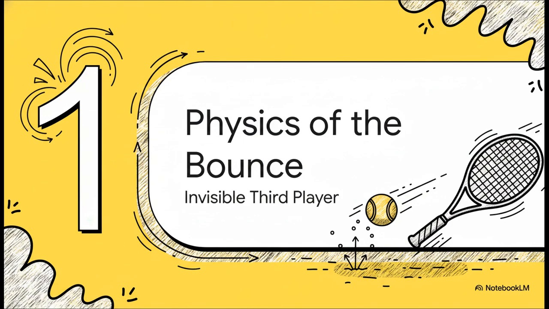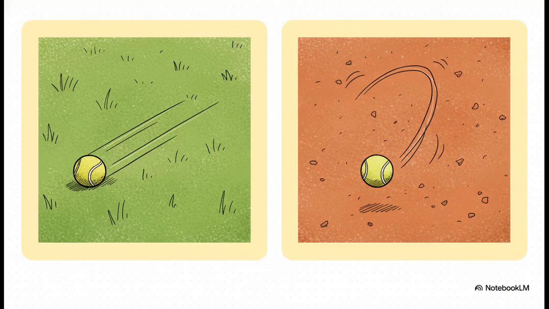Section 1. The physics of the bounce. This is our invisible third player. Think about the raw materials of a tennis court. They literally rewrite the fundamental laws of physics the second the ball leaves the racket. Take grass courts, for example. The surface is slick, it's organic, the ball skids with a super fast pace, stays really low, bounces unpredictably, and crucially, it keeps a high amount of its kinetic energy after hitting the ground. It's an absolute lightning-fast reaction game.